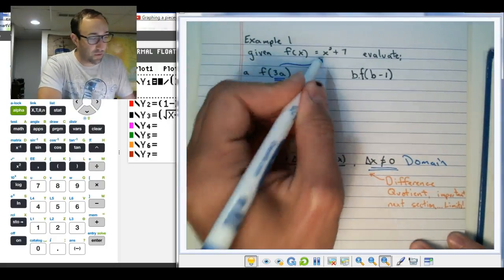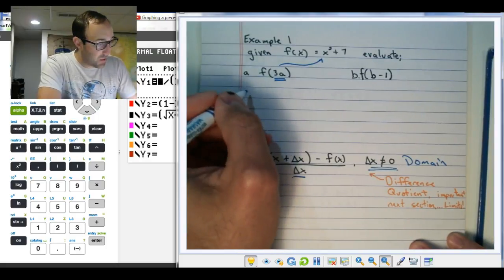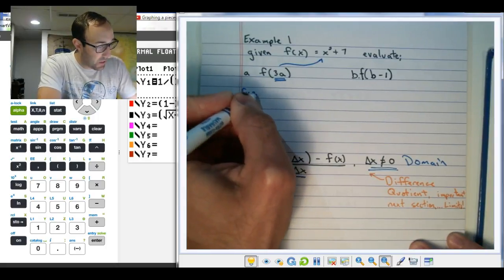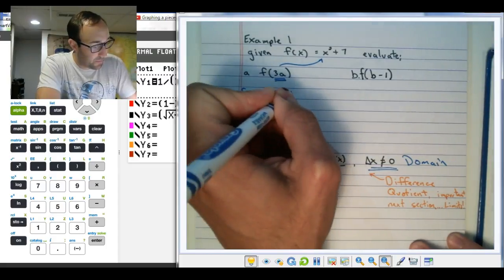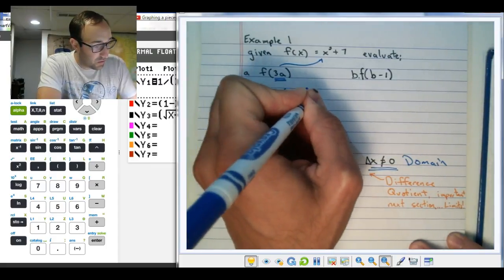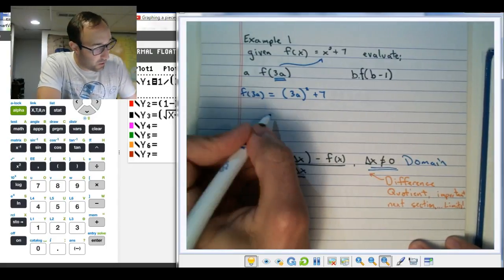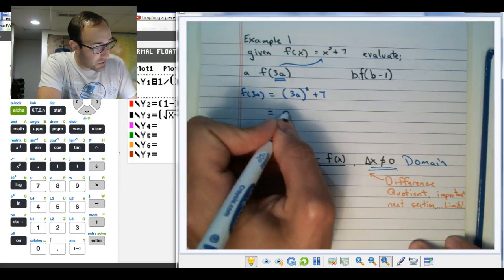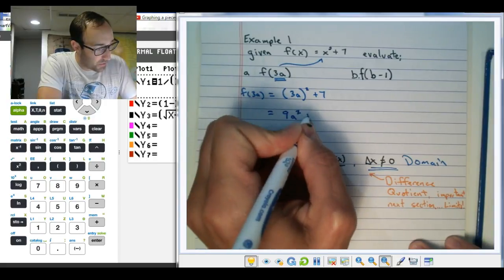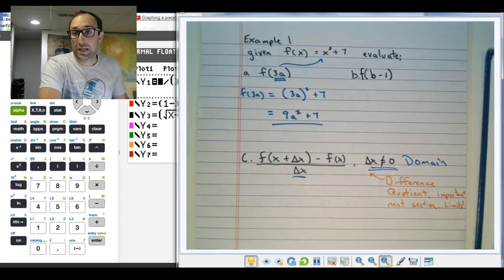Okay, so all we're really going to do is take that 3a, and we're going to put it in for that x squared, right? So you'd say that f of 3a is going to equal (3a) squared plus 7. We're not going to quite leave it like that. We're going to leave it as 3 squared is 9, so 9a squared plus 7, and that would be our answer.